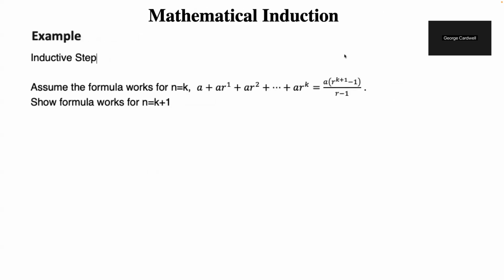Now we're going to do the inductive step. The inductive step says assume the formula works for n equal k, meaning a plus ar to the 1 plus ar squared plus dot dot dot plus ar to the k equals a times r to the k plus 1 minus 1 over r minus 1. We now want to show that the formula will work if n is up to k plus 1.